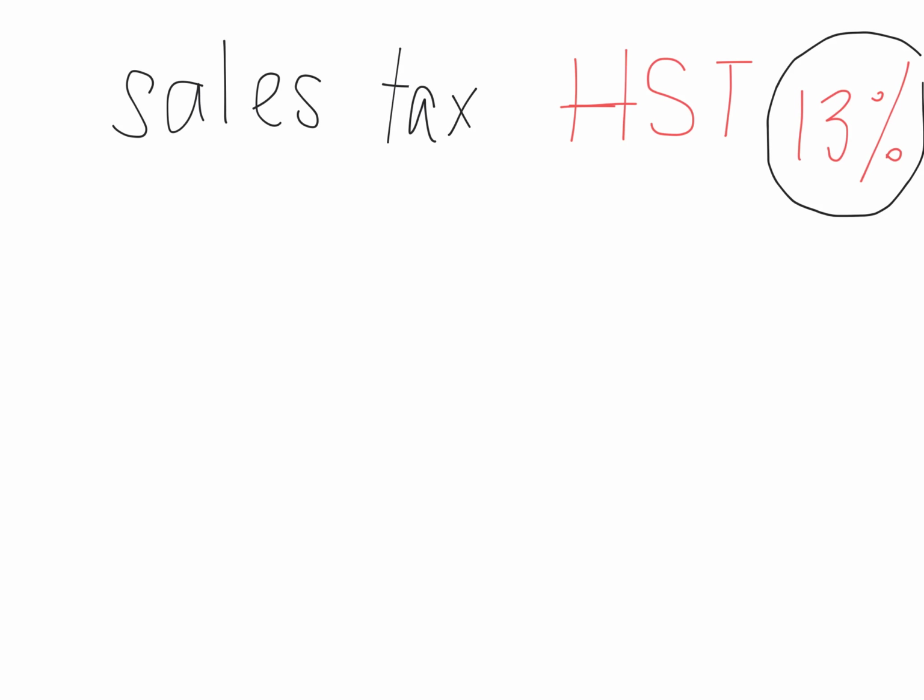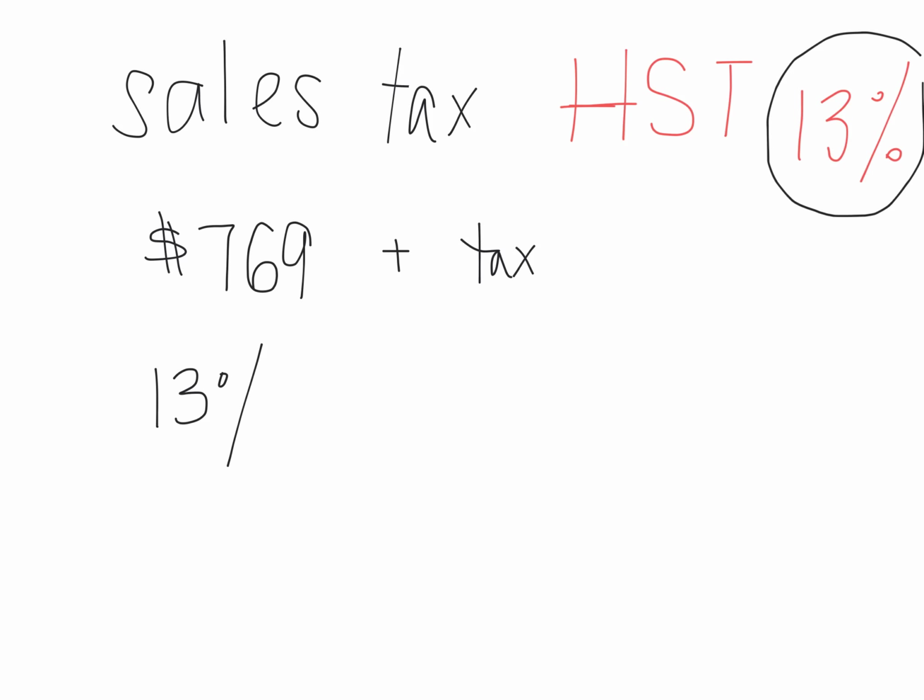Okay, so let's say we want to purchase the iPhone 6 and it costs $769 plus we have to pay tax on top of it. You always see this "plus tax." That means we have to pay, the government gets 13% of $769.